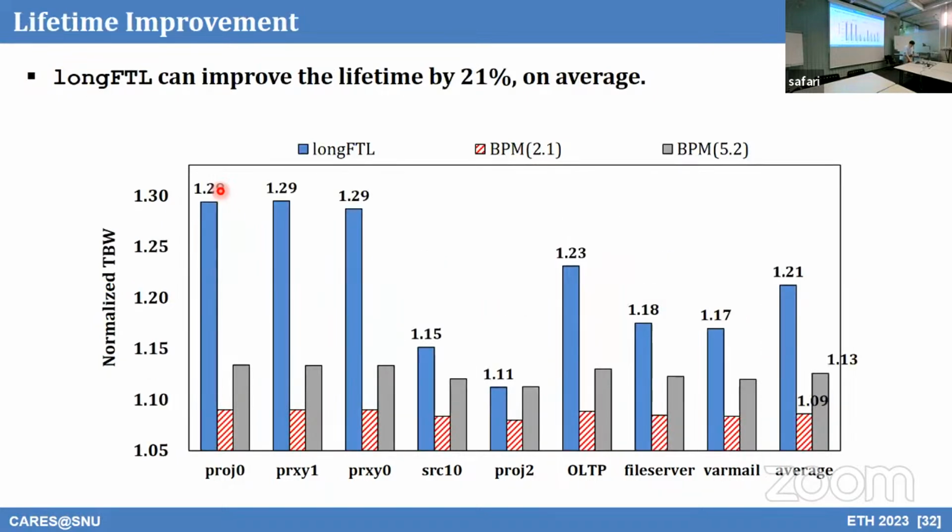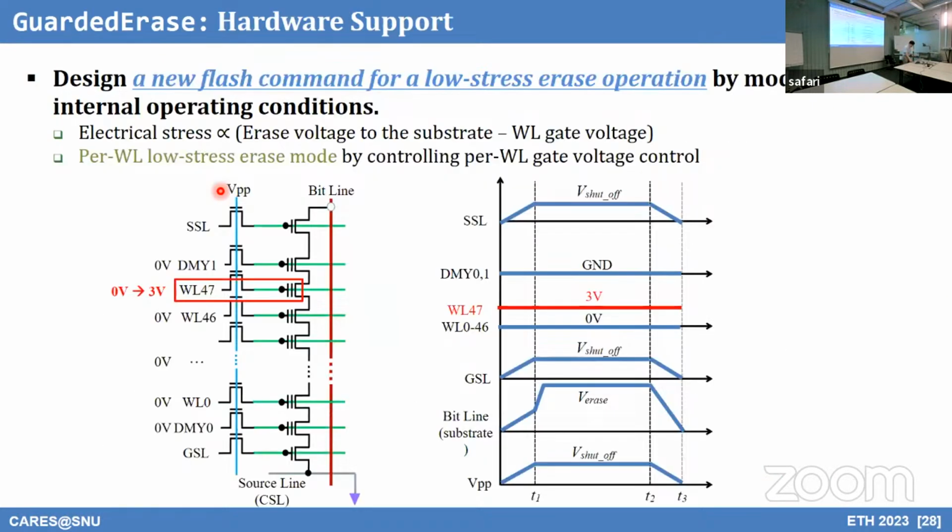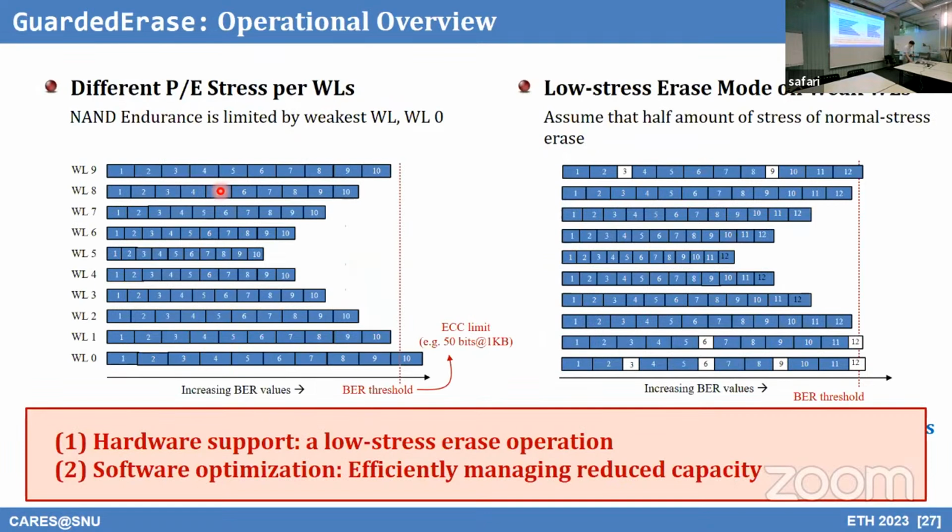For example, here, let me show you an example. In this example, when we erase this block the third time, we select word line 0, which is a weak word line. We apply low stress erase mode, and all other word lines except word line 9, which is also identified as a weak word line, we erase with normal erase mode. So we do that at the same time.